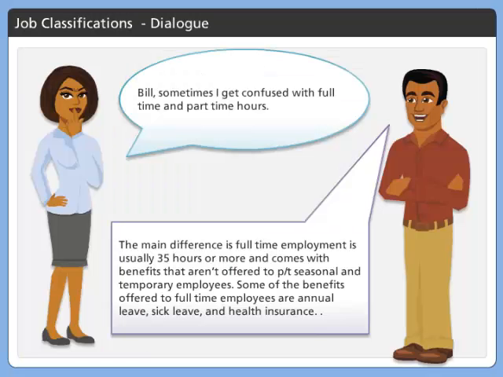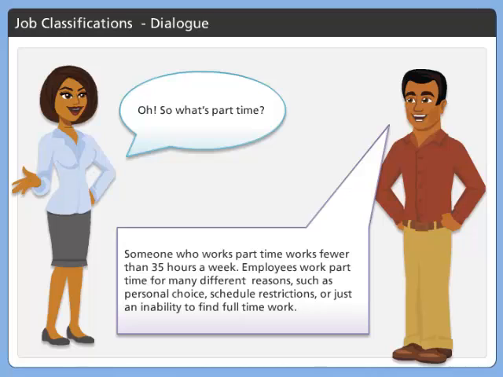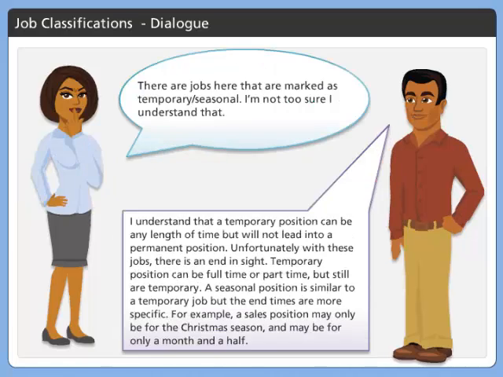Bill, sometimes I get confused with full-time and part-time hours. The main difference is full-time employment is usually 35 or more and comes with benefits that aren't offered to part-time, seasonal, and temporary employees. Some of the benefits offered to full-time employees are annual leave, sick leave, and health insurance. Oh, so what's part-time? Someone who works part-time works fewer than 35 hours a week. Employees work part-time for many different reasons, such as personal choice, schedule restrictions, or just an inability to find full-time work. There are jobs here that are marked as temporary/seasonal.